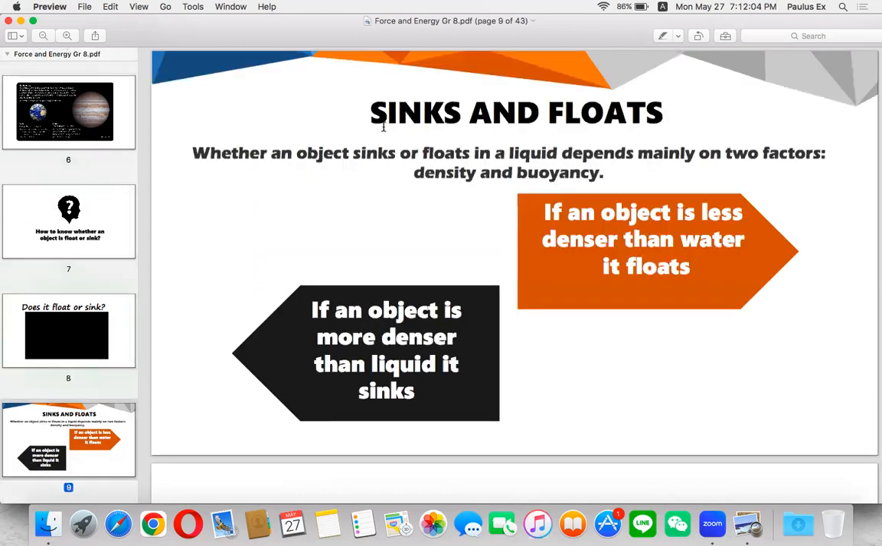Okay, sinks and floats. Whether an object sinks or floats in a liquid depends mainly on two factors, density and buoyancy. Do you know what buoyancy means?